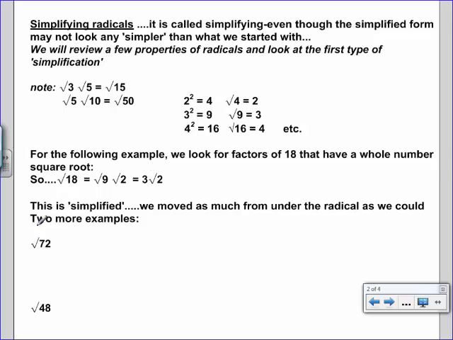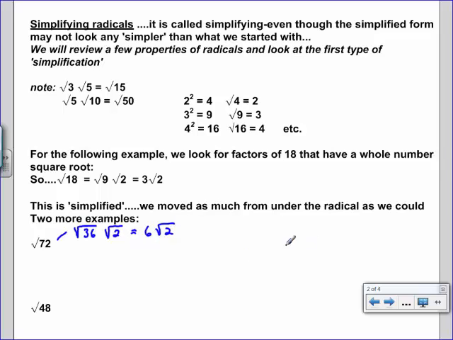Let's look at a couple more examples. The square root of 72, perhaps you would first think of the square root of 36 times the square root of 2, and you'd be choosing 36 because the square root of 36 is equal to 6, so we get 6 times the square root of 2, and we can't simplify 2 any further and we would be done.